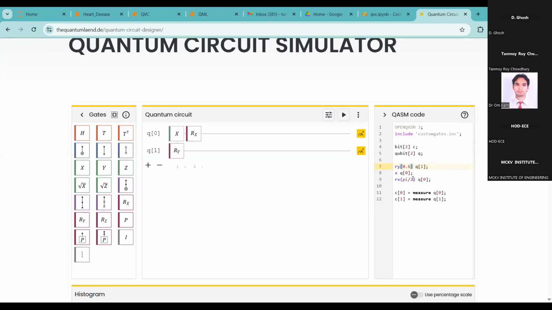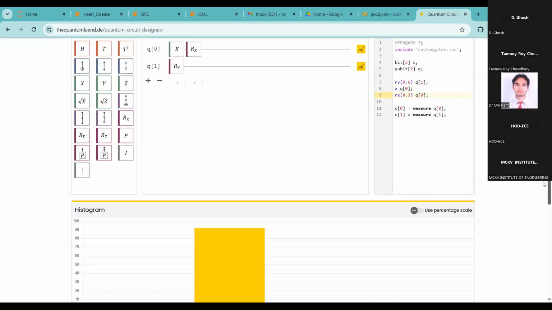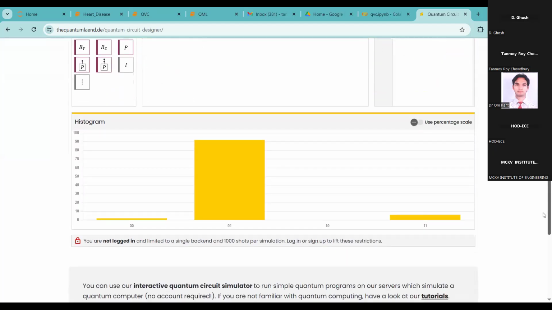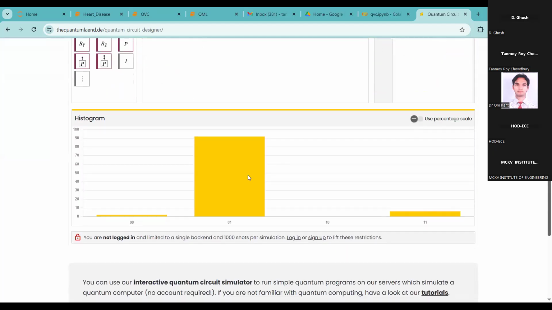And Rx is written pi by 2. So I'll put a 0.3. So this is what I'll do. Now the same, you can see the output. Look at this. This is what you get.